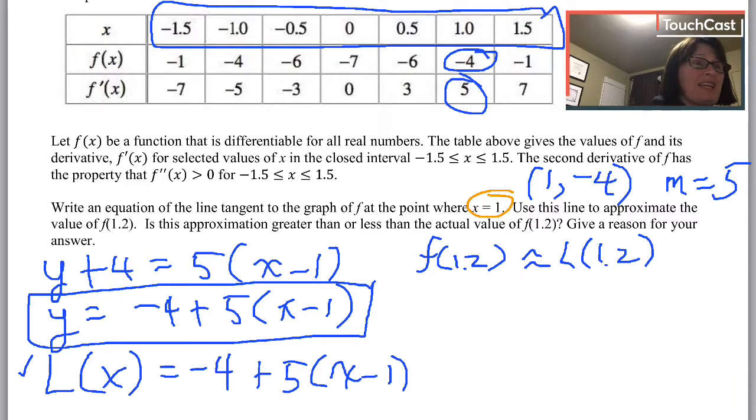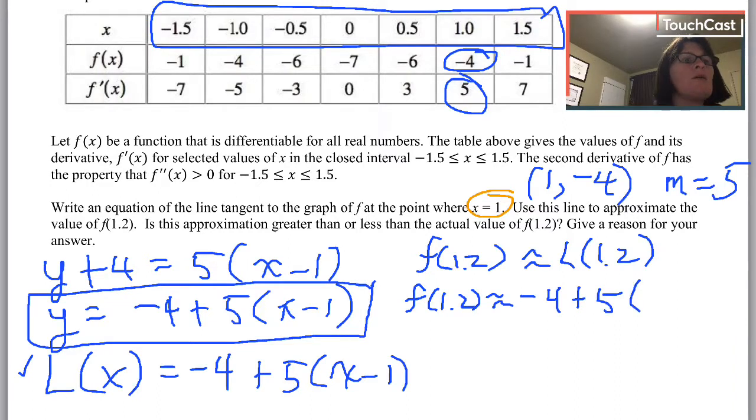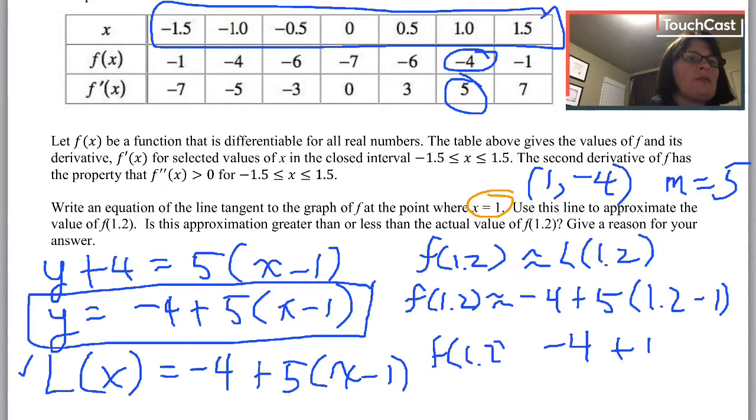That means I'm going to replace all the x's in the L. -4 plus 5 times 1.2 minus 1. I'm going to simplify inside those parentheses first. 1.2 minus 1 is 0.2. 5 times 0.2 is 1. So this is going to be -4 plus 1. f of 1.2 is approximately equal to -4 plus 1. You could simplify to -3.